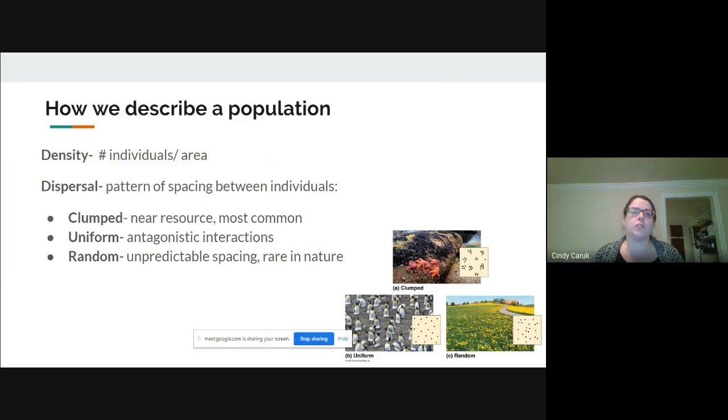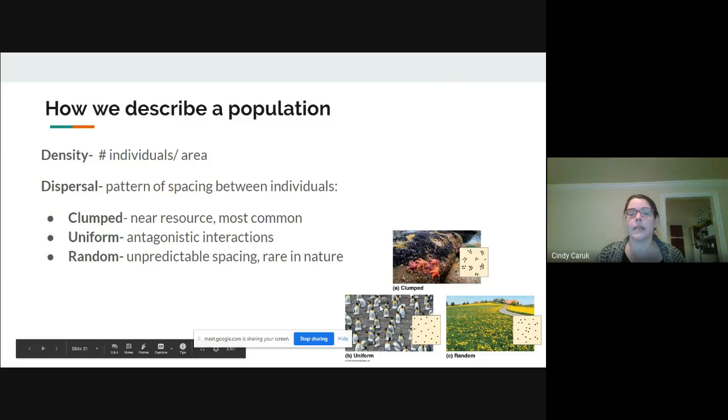So how can we describe a population? Density is the number of individuals in a given area, whereas dispersal is the pattern of spacing. So we have clumped here. They're clumped along a resource. That's the most common. Even with humans, we tend to clump around the coast where water is available.